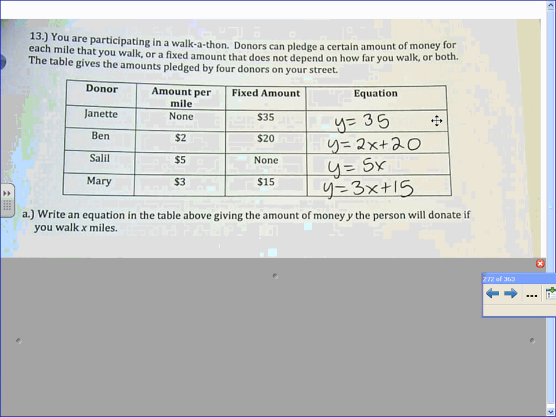You pay a fixed amount once. The number in front of X is what's constantly changing. It's your rate of change. Okay? $2 every 1 mile. $2 every 1 mile. Annalise. Nope, you always want them to be in y equals mx plus b form.